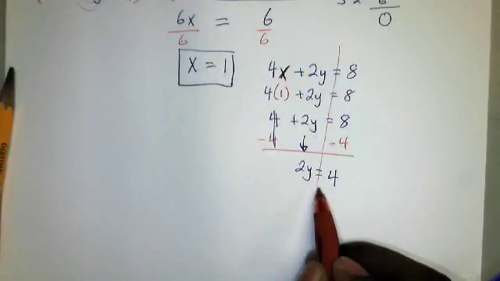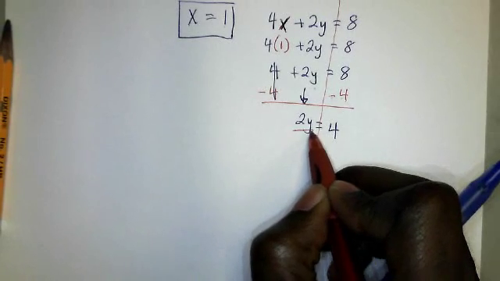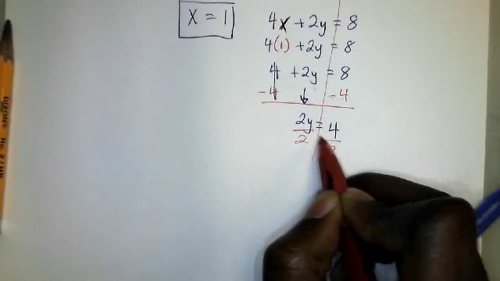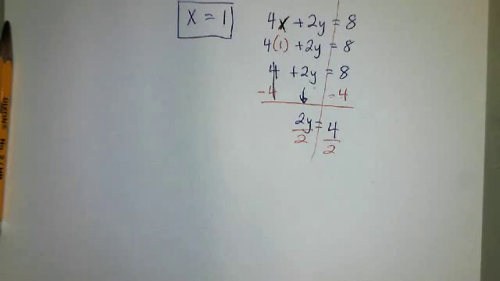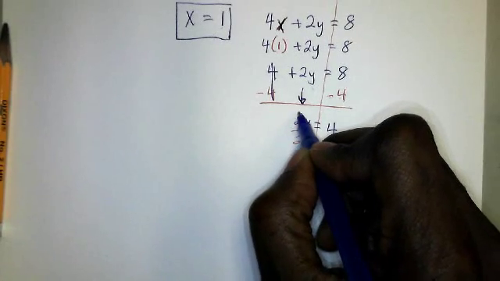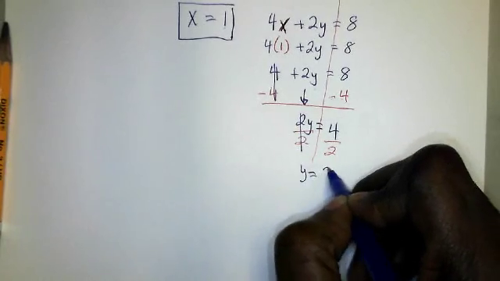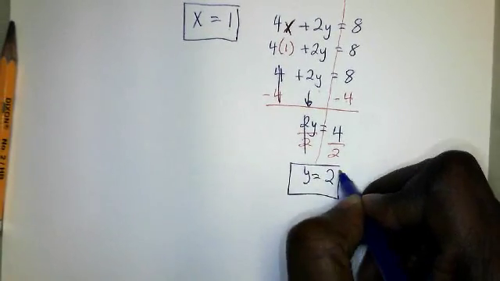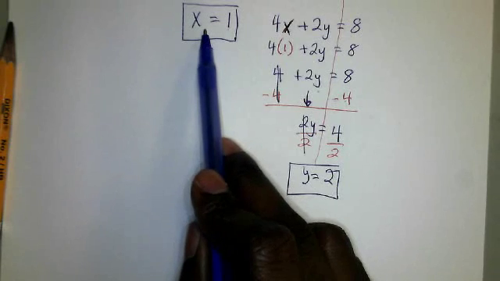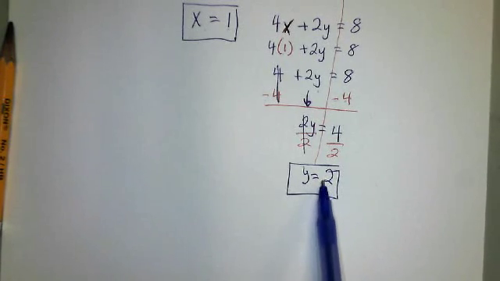Alright, we still have to get y by itself, so we're going to divide both sides by 2, which is the opposite of this multiplication, 2 times y. Once we do this, it cancels out the 2. We have y is equal to 2. So here are our two answers: x is equal to 1, y is equal to 2.